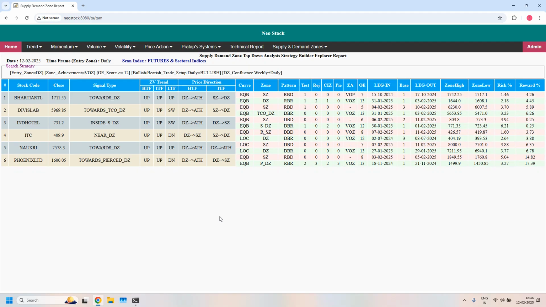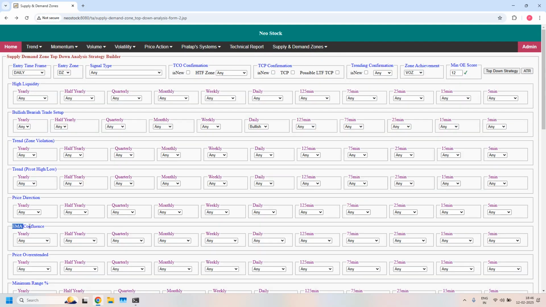Out of these 6, how many of these daily demand zones are having daily EMA confluence? Not a daily, weekly EMA confluence, because daily zone is overlapped with the weekly zone. So we have to look for weekly demand zone is having weekly EMA confluence or not. So in the EMA confluence weekly time frame, I am setting the filter weekly demand zone having weekly EMA confluence or not.